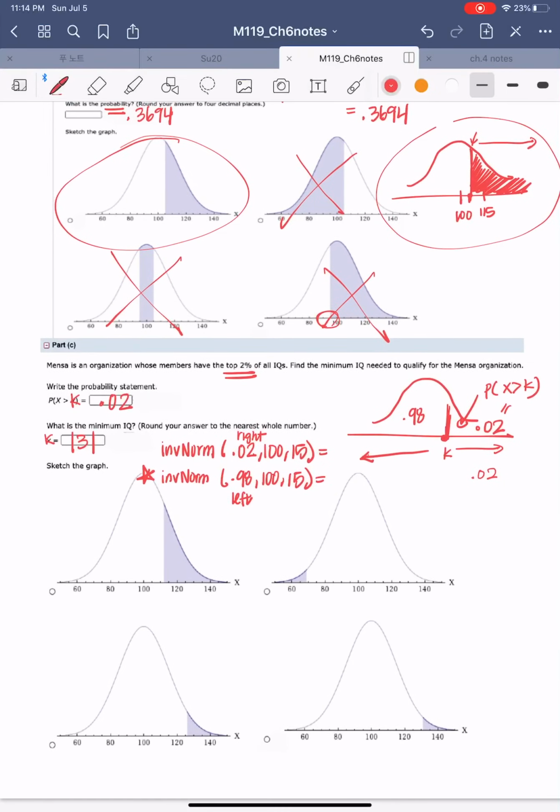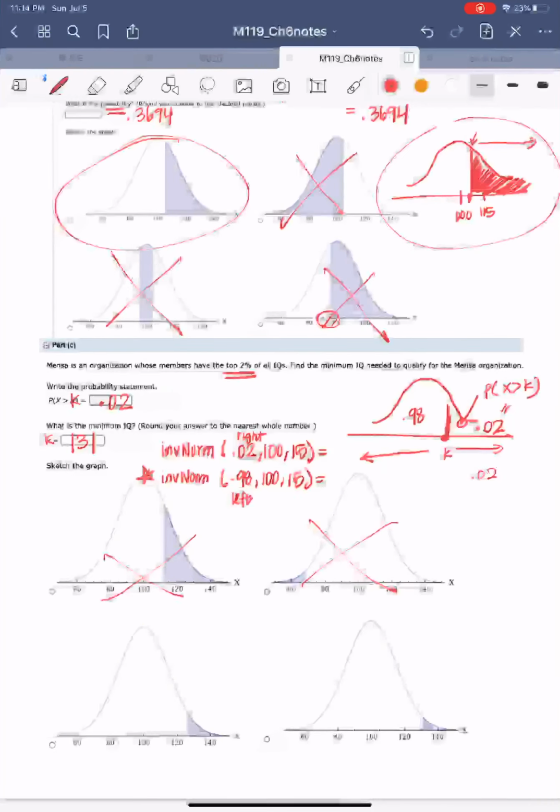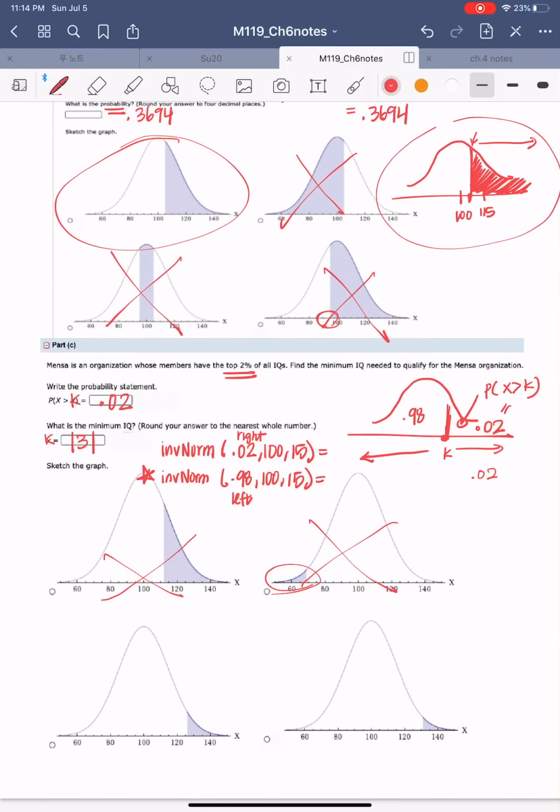Sketch the graph. Which one is the correct one? I can eliminate this one and this one already because this one is shading to the left. I want 98%, and 0.02, 131. This looks like 131. What about this one? They look very similar, but which one is better? Let's zoom in to see the numbers more clearly.